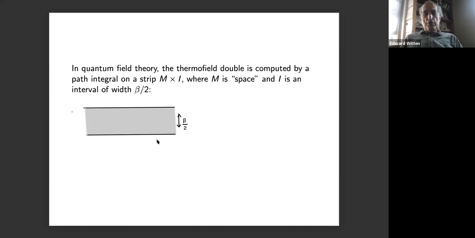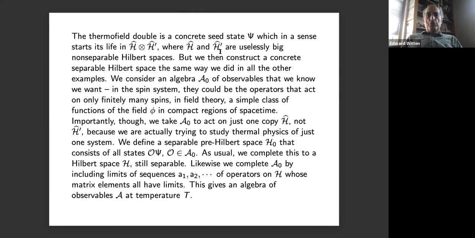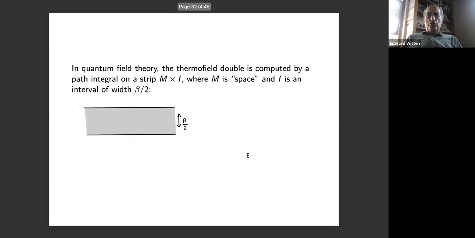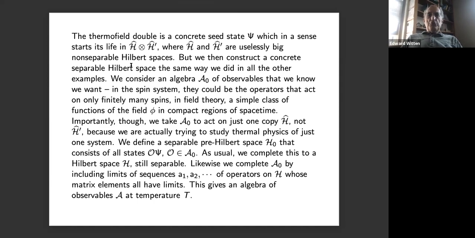I wish I had that drawn. And tracing over one copy, you'd end up with a strip of width beta. And that would construct a thermal density matrix for the original Hilbert space, the original copy. So the Thermofield double psi is a concrete seed state, which by this definition started its life in the tensor product of 2 uselessly big non-separable Hilbert spaces. But what we gained by going to the Thermofield double is that we do have now a concrete seed state. For a single copy, we didn't have a concrete seed state to use in constructing something manageable.